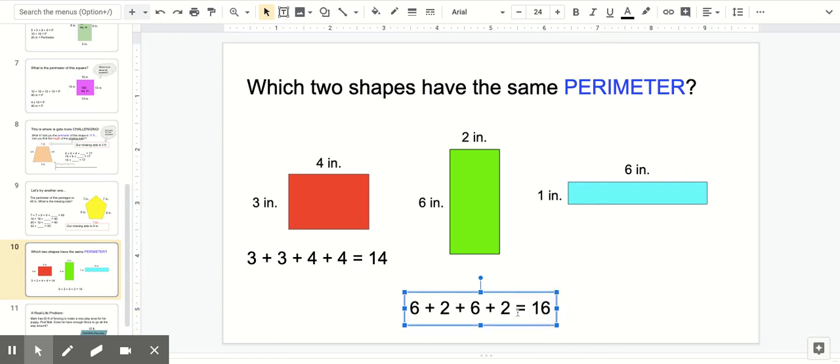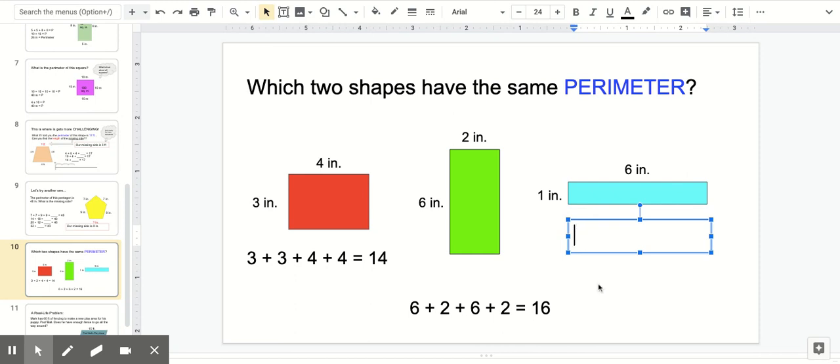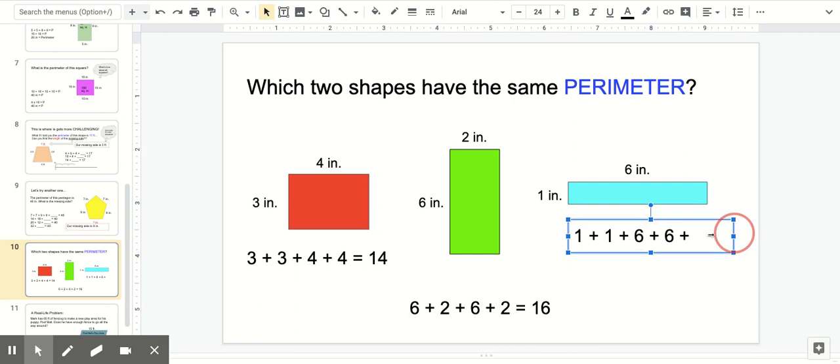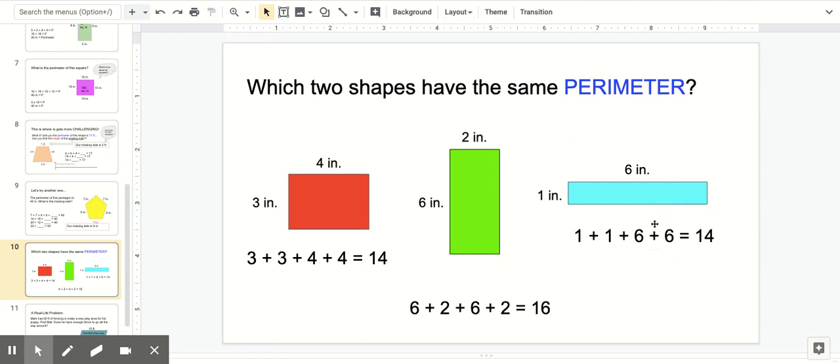So these two, do they have the same perimeter? One's 14 and one's 16. These do not have the same perimeter. So let's check out the perimeter on this one. 1 plus 1 plus 6 plus 6. All right, let's figure that out. 1 plus 1 is 2, plus 6 is 8, plus 6 more is 14. So the two with the same perimeter are this one and this one. They both have a perimeter of 14.